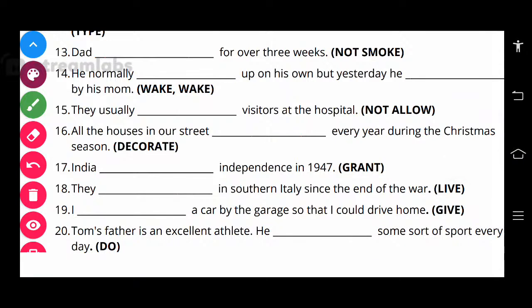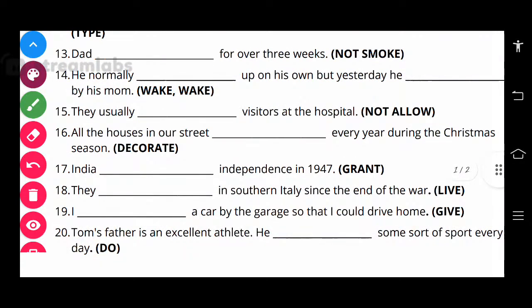They usually do not allow visitors at the hospital. We have to say it like this. Okay, and next one, see the 16th example.